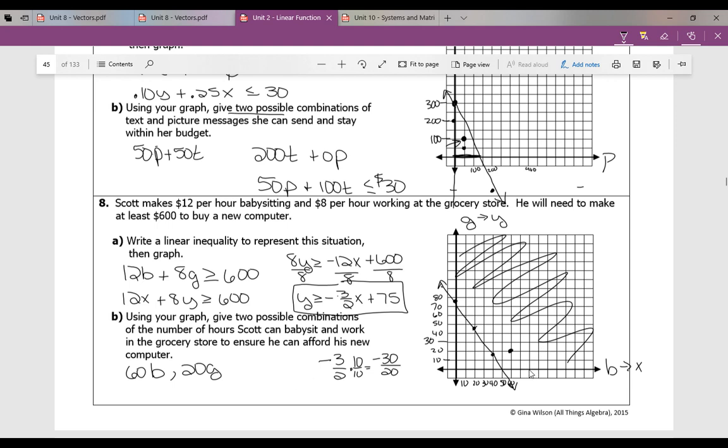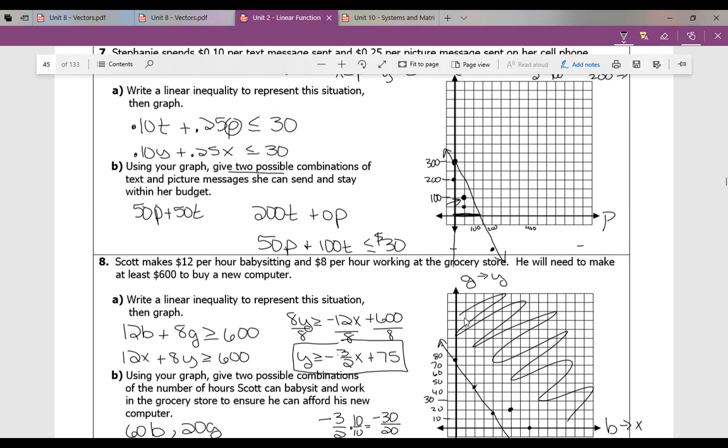If I came over here, that would be 80 hours of babysitting and 0 hours at the grocery store. We have an infinite set of scenarios that would provide him with $600 or more. Make sense? Okay. So sometimes you do have to tweak stuff. In the first problem, again, we had to take a decimal slope and turn it into a fraction. And then we had to do the same thing here.